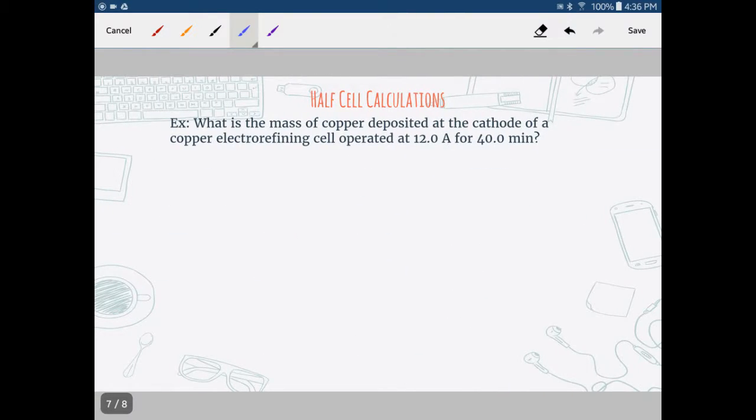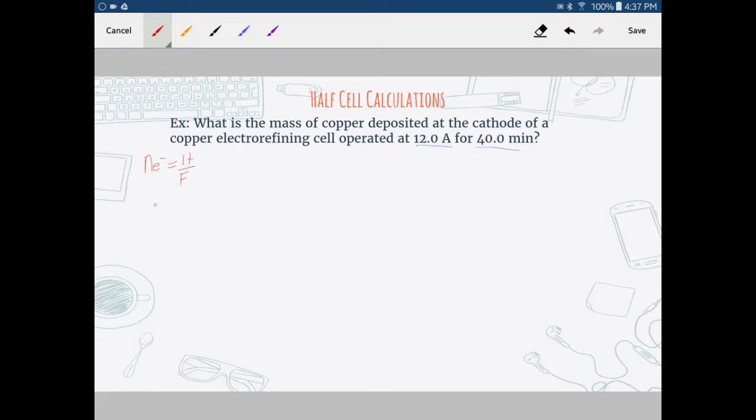It says, what mass of copper is deposited at the cathode of a copper electrorefining cell operated at 12 amps for 40 minutes? So again, the first step I'm going to do is say my number of electrons equals IT over F. Now this formula is something that you will need to know going into a diploma. Be very familiar with it. They will not give it to you in your data booklet. Faraday's constant is given in your data booklet, but this equation is not. So we have IT over F.